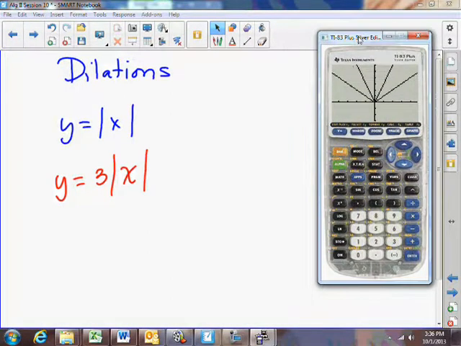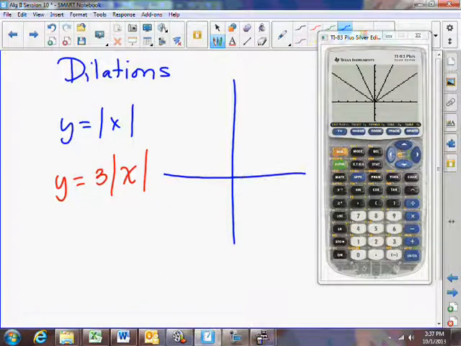Now, why would that be? Well, let's take a look at it. In y is equal to the absolute value of x again, we had 0, 0, 1, 1, negative 1, 1, 2, 2, negative 2, 2, 3, 3, negative 3, 3. So we get the v that we're used to.